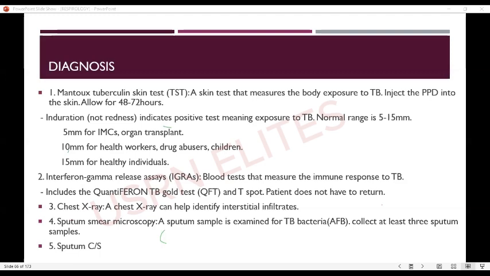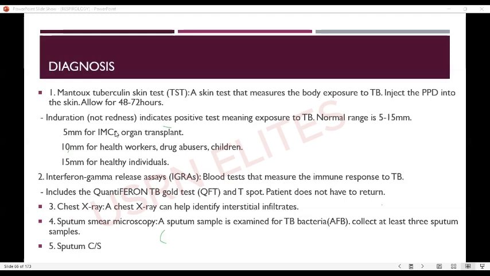Because when you inject the patient's skin, there can be redness. But please take note, if you see redness without the induration, it is not a positive result. You must see induration to indicate a positive test for the skin Mantoux test.